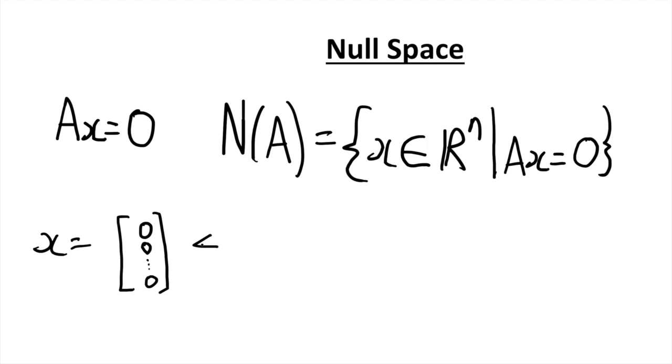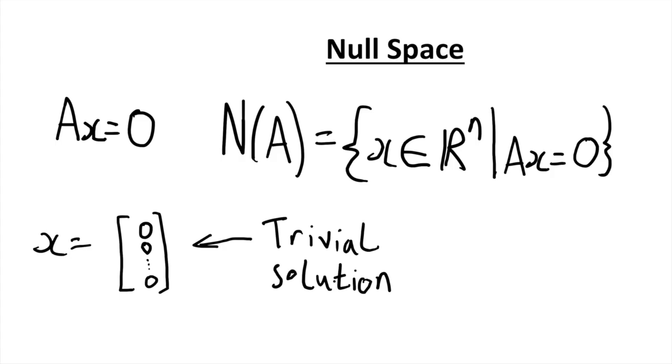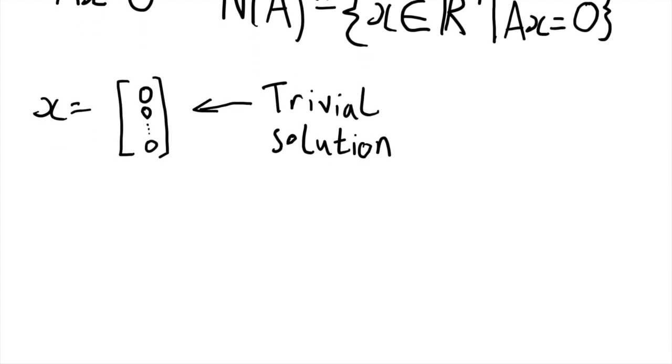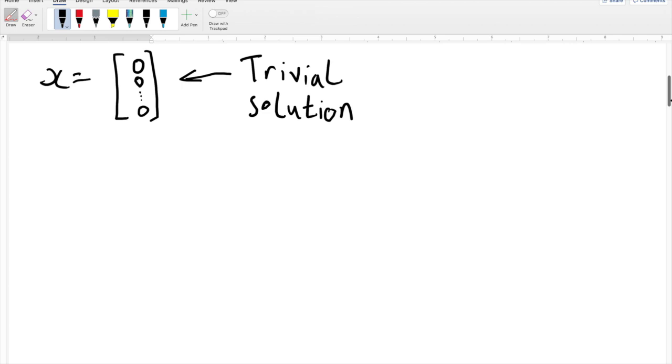This is the trivial solution. And it's trivial because every matrix A will have this solution. So what we want to do is find more interesting solutions to this equation. And the problem is that not all matrices A will have another solution.